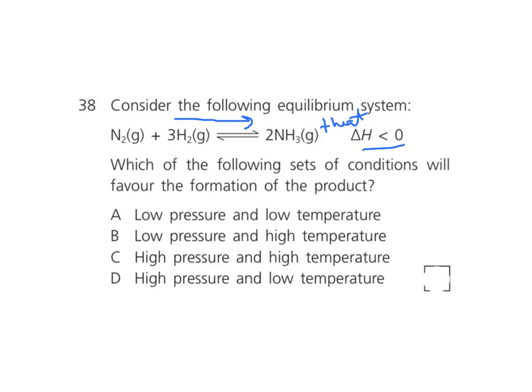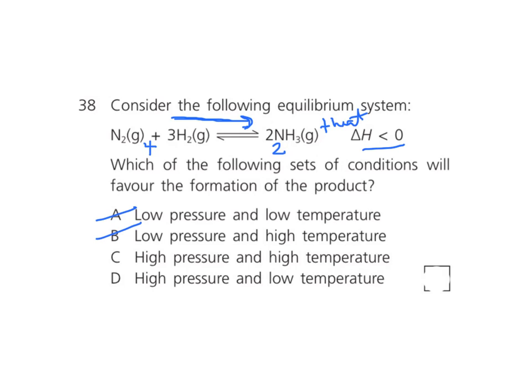Now, since there's 4 moles of gas on the left and only 2 moles of gas on the right, and we'd like the reaction to shift forwards, then essentially we're decreasing the moles of gas. Now, why would the system want to decrease the amount of gas? Well, to lower the pressure. So why would it be trying to lower the pressure? Because we were doing the reaction under conditions of high pressure.